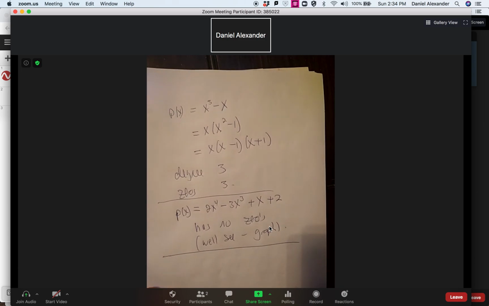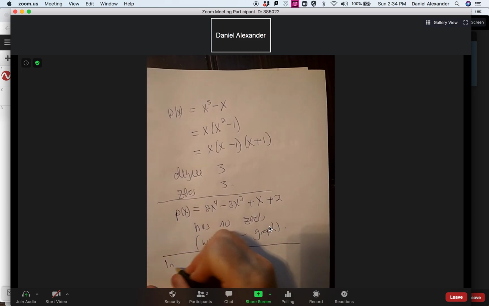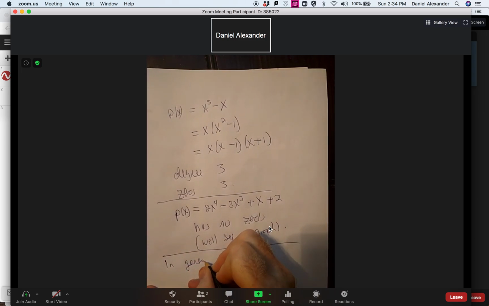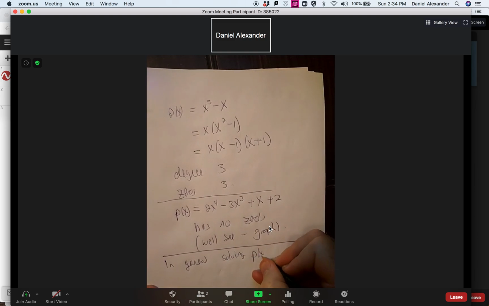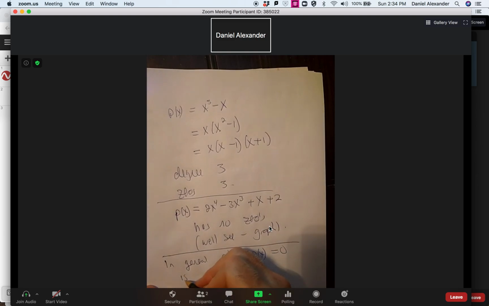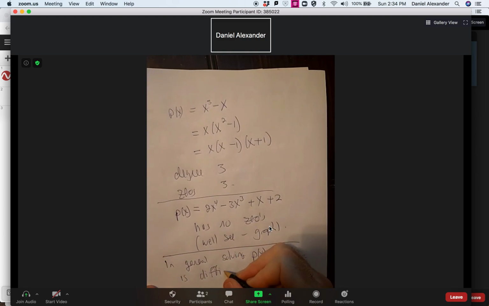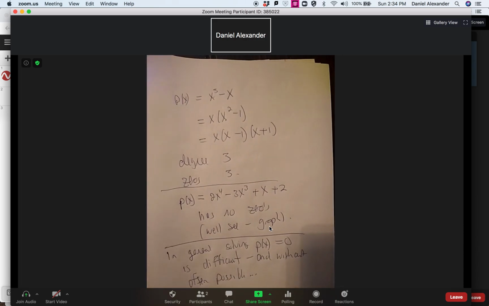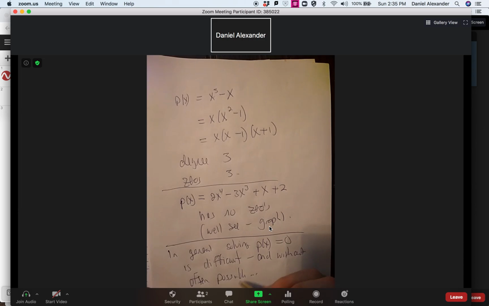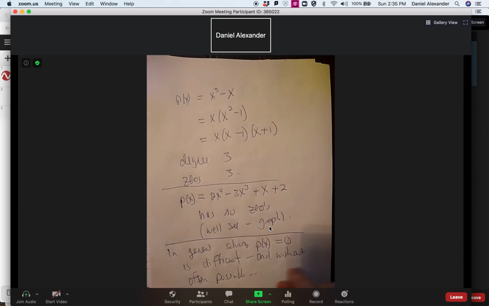So, in general, solving p of x equals 0 is difficult. And without luck, often impossible for us. Okay, and sorry, you can't see that. And again, I'll show you what I mean by that in a second. I just want to point that out.